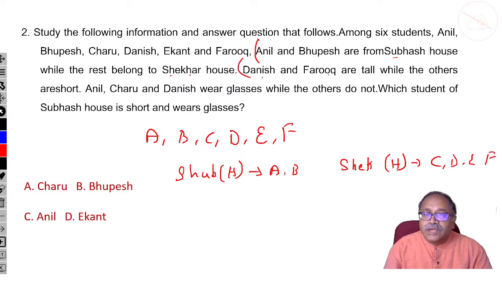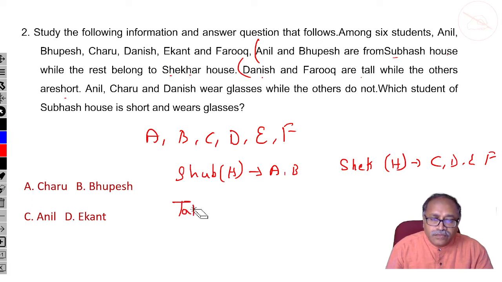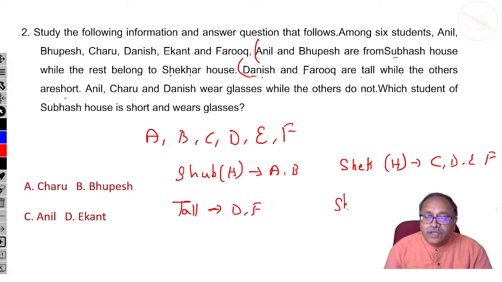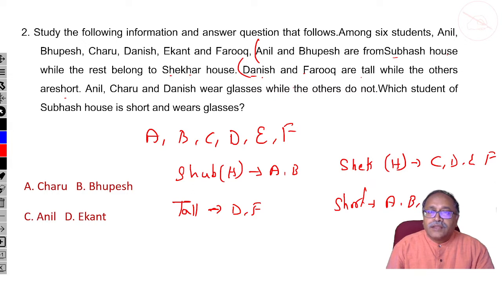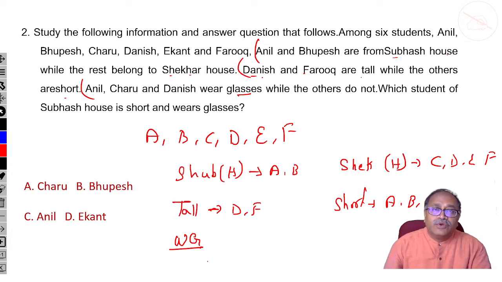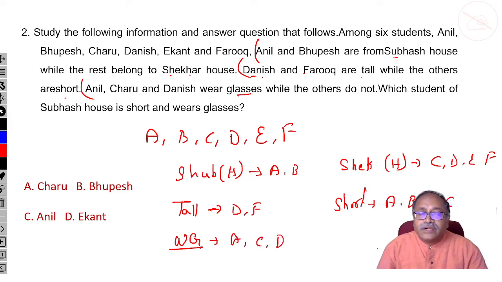Next, Dinesh and Farooq are tall and the rest are short. So who are tall? That is D and F. Write that down also. D and F are tall and the rest are short. That means who are short? A, B, C, and E is missing, E. The next one: A, C, D wear glasses while others do not. So wearing glasses, I just put WG. Try to write down in short. That is A, C and D. These wear glasses and the rest do not. Who is left? B, C, D is there, then E and F, they are not wearing glasses.